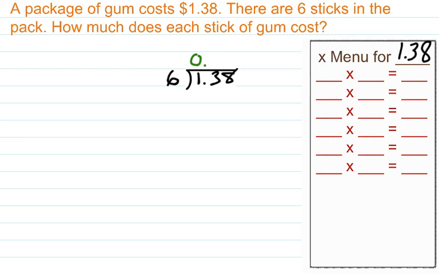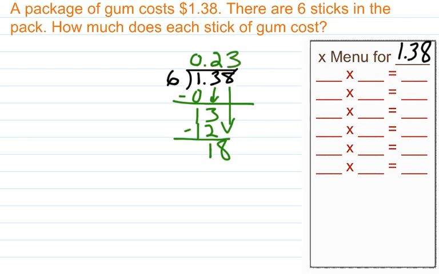So I'm going to actually show all my work, and I want you to do the same. Bring down my 3. 6 can go into 13 2 times. 2 times 6 is 12. 13 minus 12 is 1. Bring down the 8. And 6 can go into 18 3 times. 3 times 6 is 18, and I have no remainder. So I know that 1 is 23 cents. So 1 times 23 hundredths is 23 hundredths.